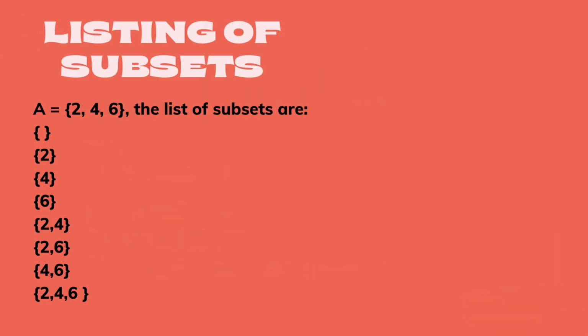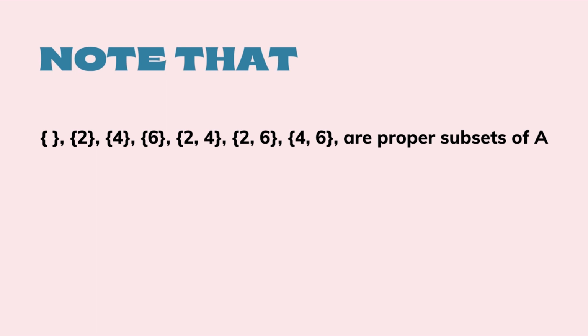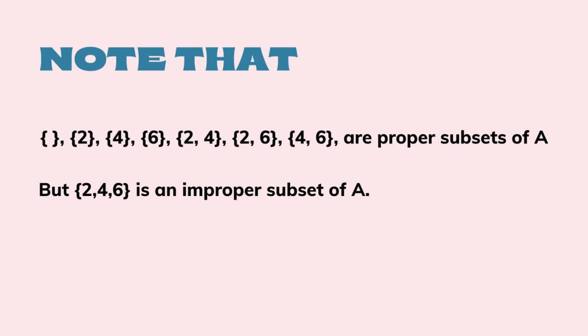And this is just an example of listing of the subsets in 8 combinations. Note that a null set or a singleton set or these combinations are proper subsets of A, but the elements 2, 4, 6 within a set is an improper subset of A.